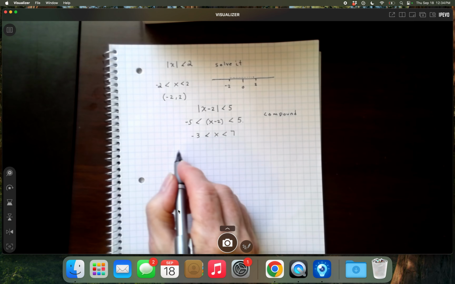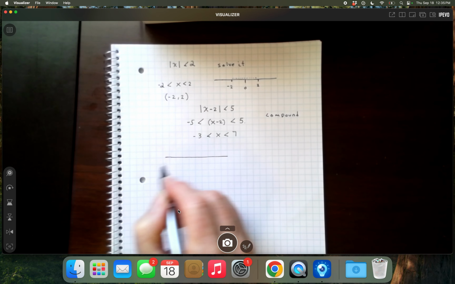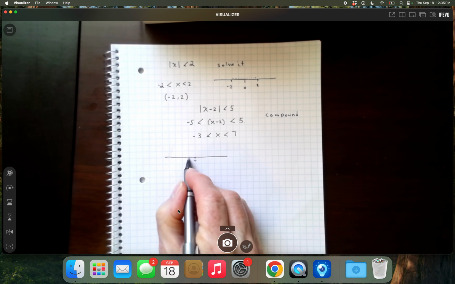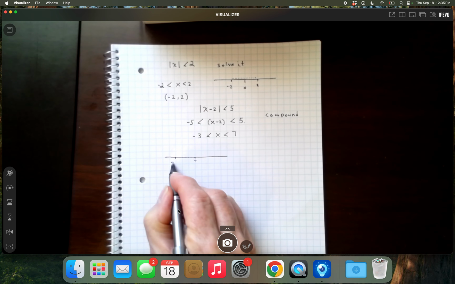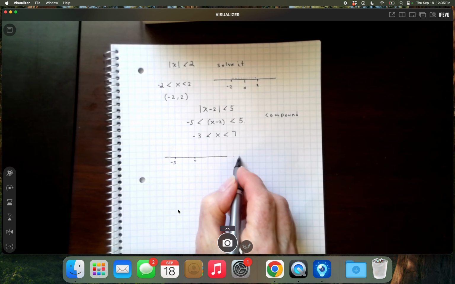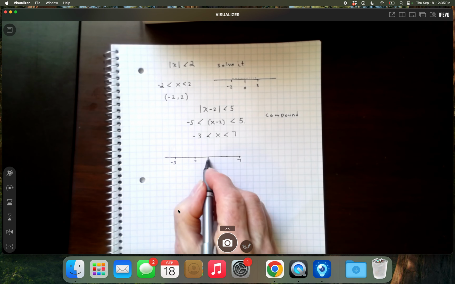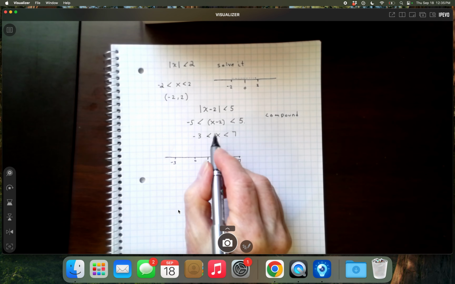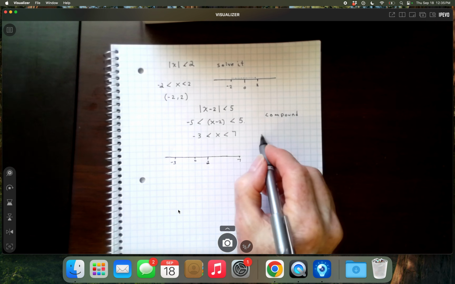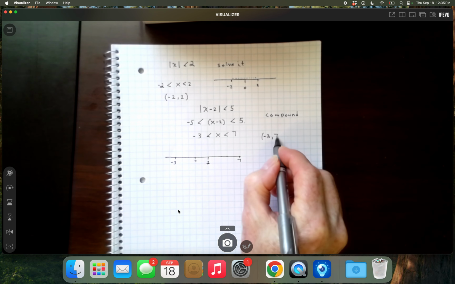So let me kind of visualize this for a moment. Here's the origin. 1, 2, 3, minus 3. 1, 2, 3, 4, 5, 6, 7. Here's 7. And where was that 2? That 2 is right here. Okay, let's write the answer down, but then let's interpret what this answer means. So the answer is that you are lying between minus 3 and 7.